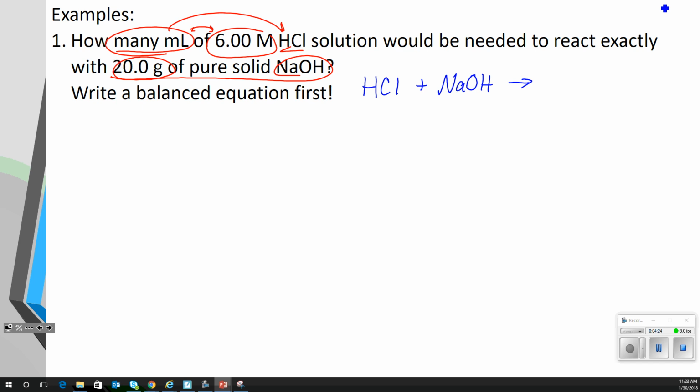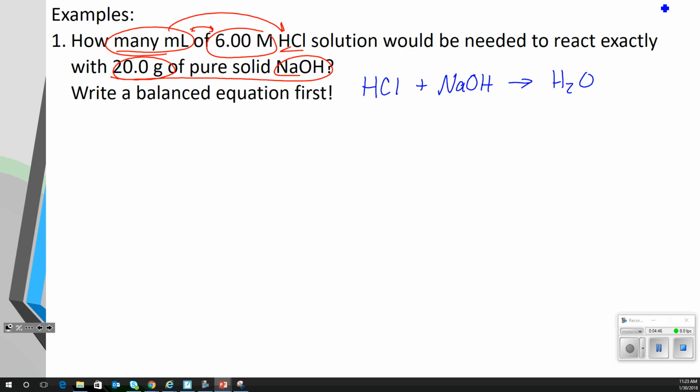What? It's a double displacement. It's actually a specialized double displacement, which is an acid and a base because of the H and the OH. Do you remember how we change partners? Outsides, insides. So our outsides are H and OH, so it's going to make water. And our insides are Na and Cl.